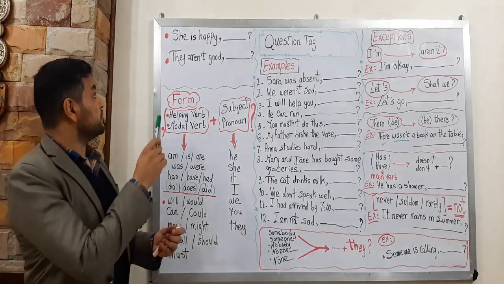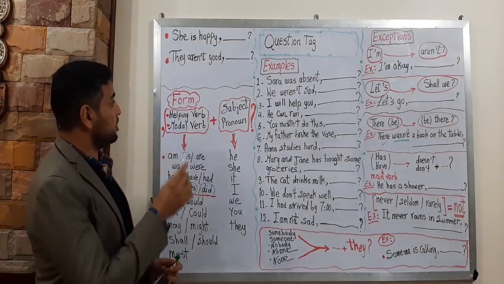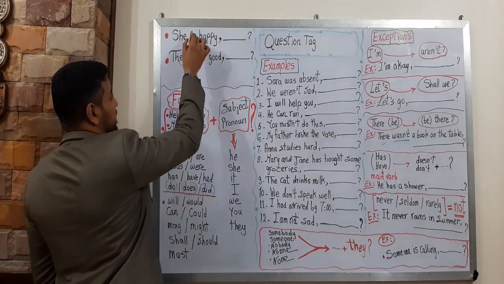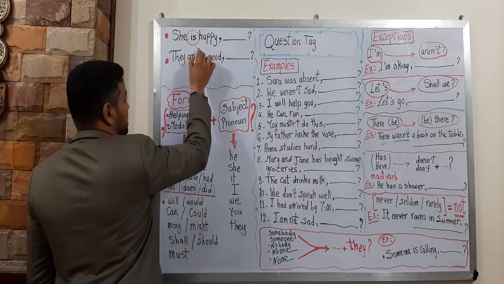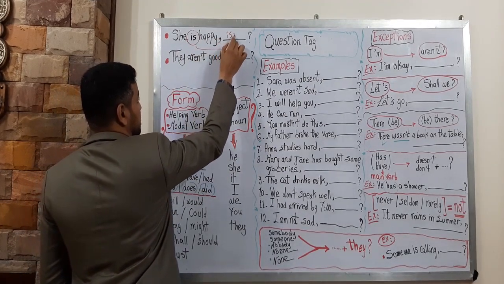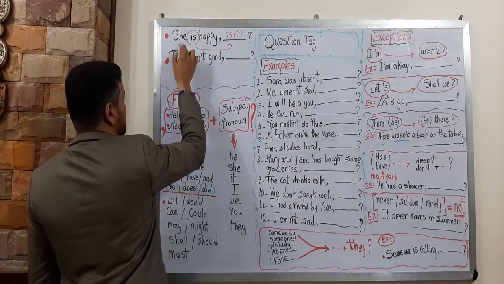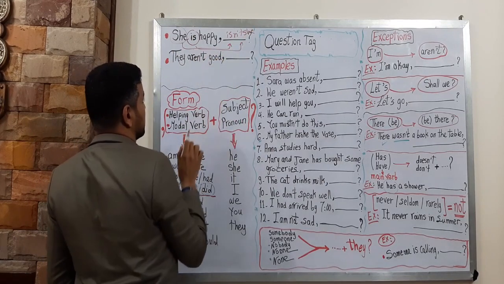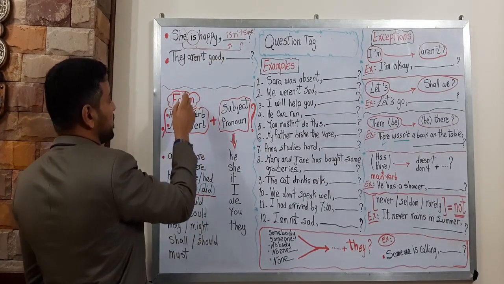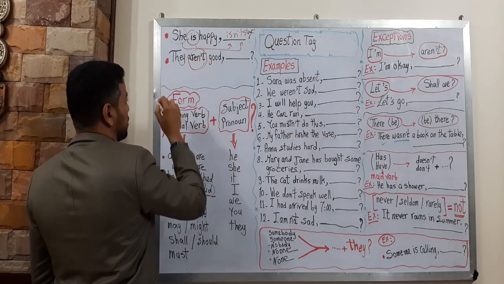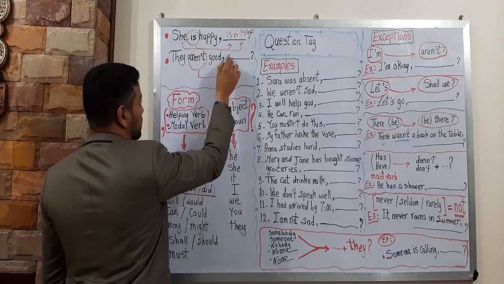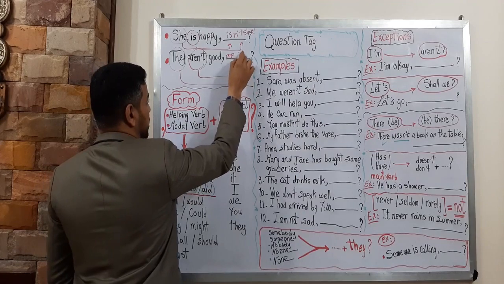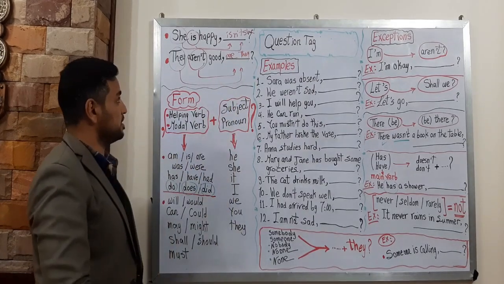Look here: she is happy, okay? They aren't good. So how can we form the question tag? The first sentence, she is happy. We have the auxiliary verb, which is 'is', so it will be isn't, and 'she' will be the same. It doesn't change. Isn't she? The second sentence, they aren't good. The auxiliary verb 'aren't' will be 'are', and 'they' will be the same. Are they?